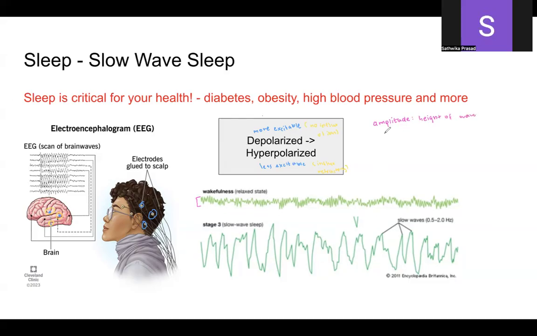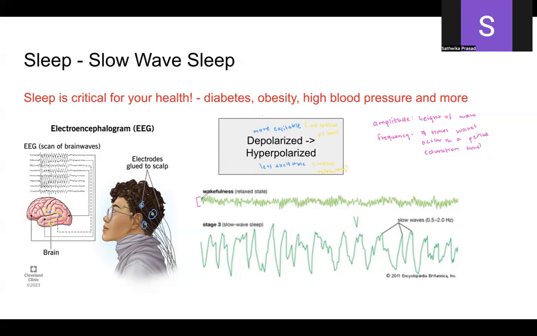And your frequency is how many times a wave occurs in a period, or I could say even a duration of time. So to contextualize that, right?